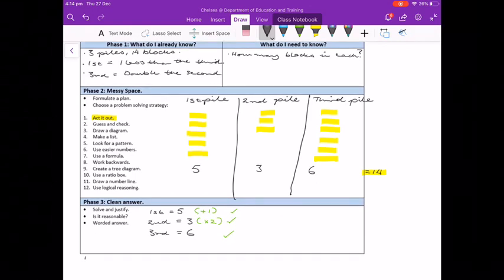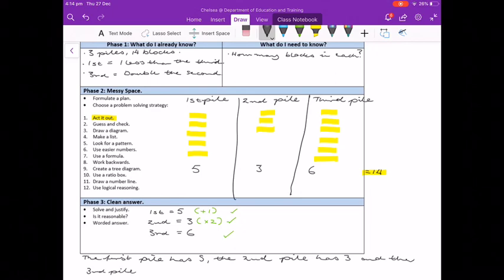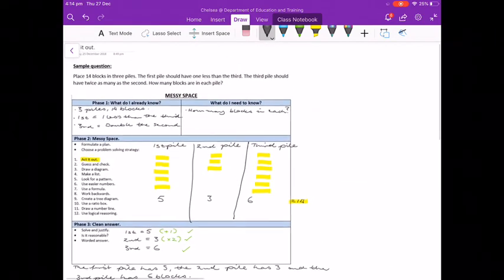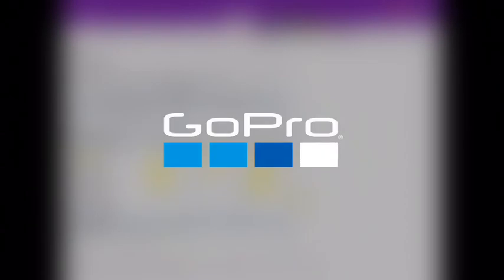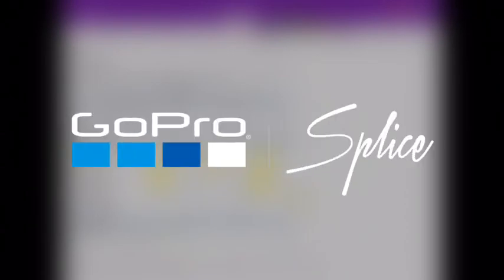So the answer would be: the first pile has 5, the second pile has 3, and the third pile has 6 blocks. And that is how you use the problem-solving strategy acted out within the messy space framework.